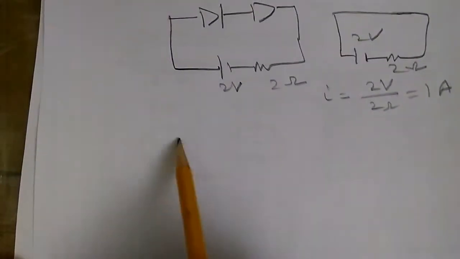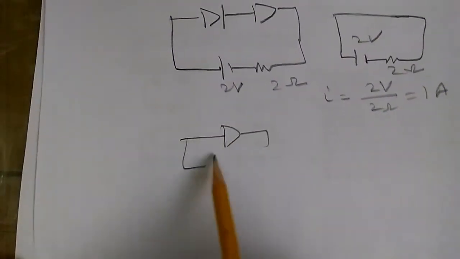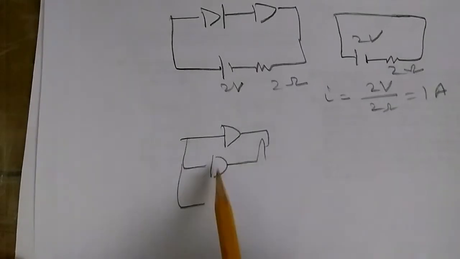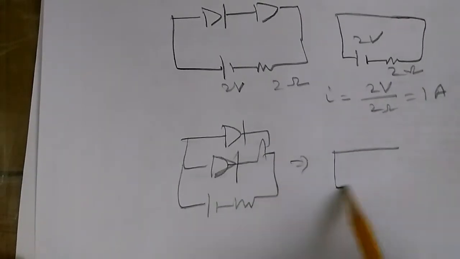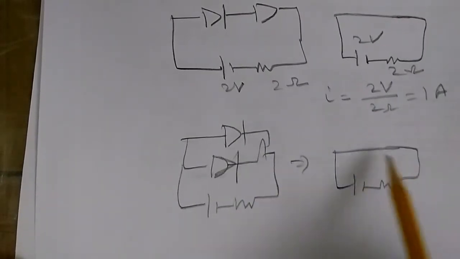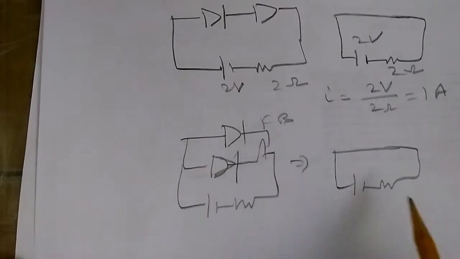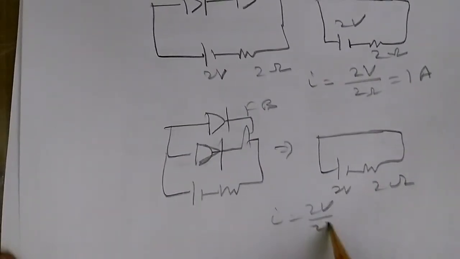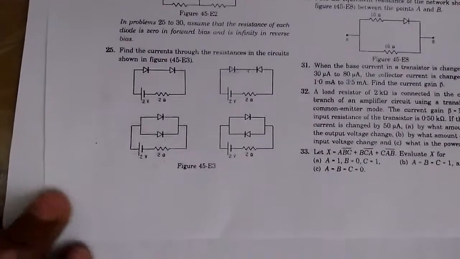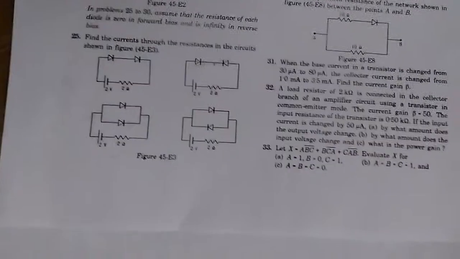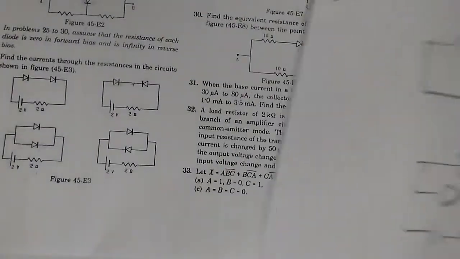I won't draw anything, but it's simple. You can write the answer something like this. This is diode here, this is voltage, this is resistor. So we can replace it as simple as this resistor. These are in forward bias, 2 volt, 2 ohm, I is equal to 2 volt divided by 2 ohm, or 1 amp. In the fourth problem, one of them is forward biased and the other one is reverse biased.